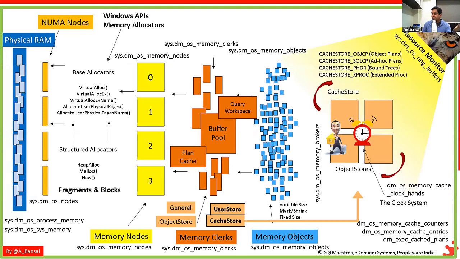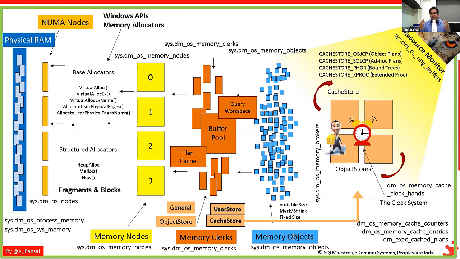Now let's go back to the cache store. So when you talk about the clerks, there are some types of clerks that are called caches, and this is something that you know. I've named the popular cache stores out there, like object plans, ad hoc plans, bound trees, and extended procs. And those are the names, CACHESTORE_OBJCP.